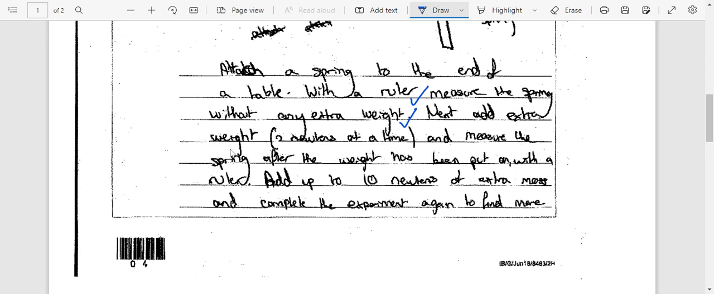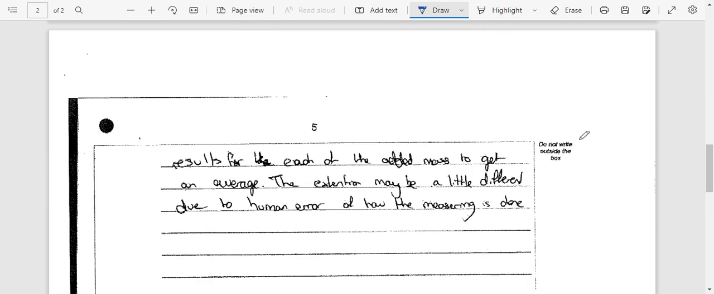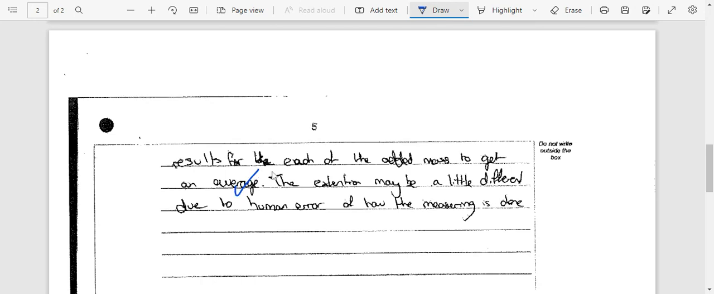They then describe adding extra weight. They say how much. They say keep adding it to keep taking more readings. Again, a lot of students forget that. A lot of students will just say add weight, measure it, and will forget to say to keep going. So they've done that. They say this is to find an average.